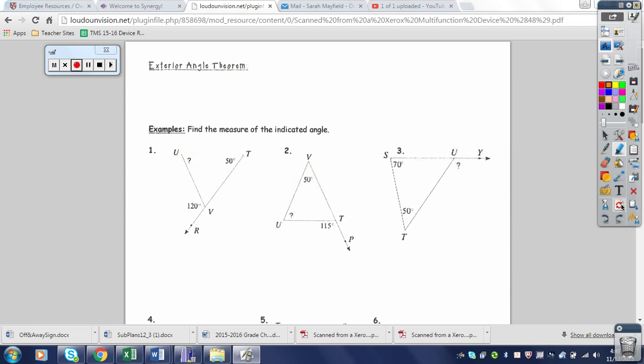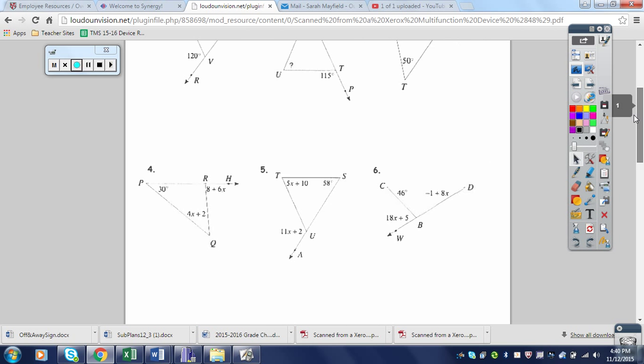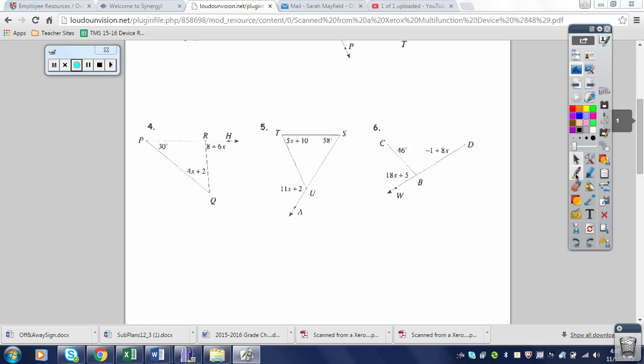Okay? So now if we make it a little bit harder, and when I say harder, I mean tying algebra to it, let's look at a problem like this. I like to highlight my exterior angle. If I'm talking too fast, this video should be paused. My exterior angle is 8 plus 6x. My two interior angles that are non-adjacent are these two. So 30 plus 4x plus 2 equals 8 plus 6x.